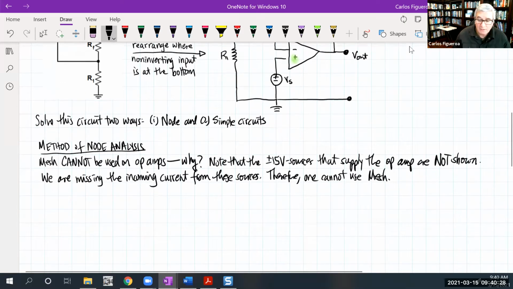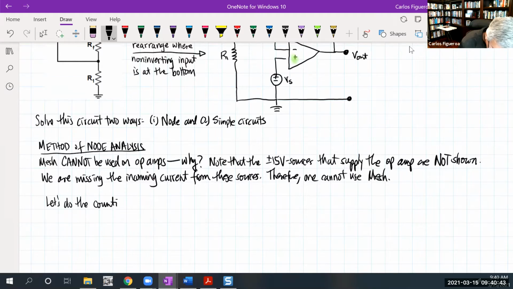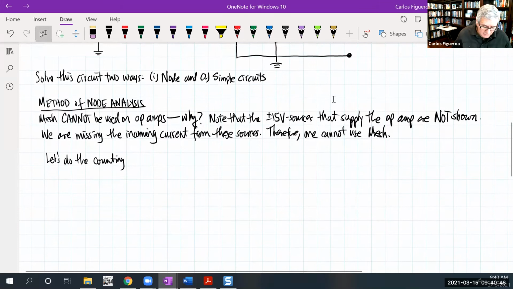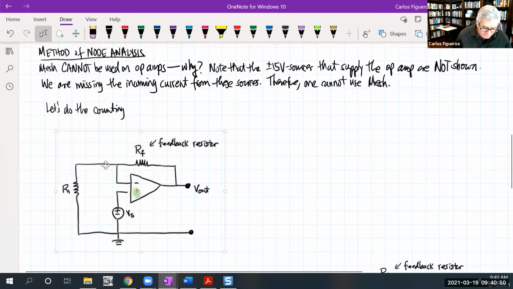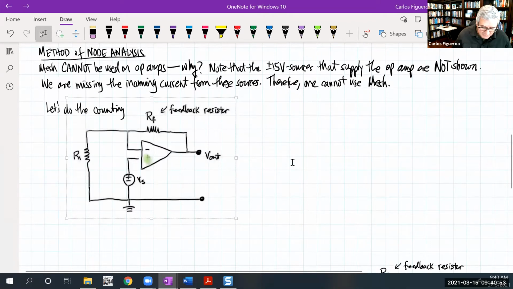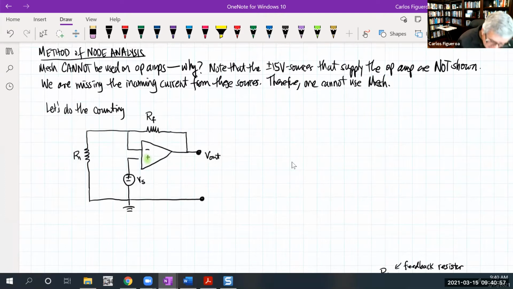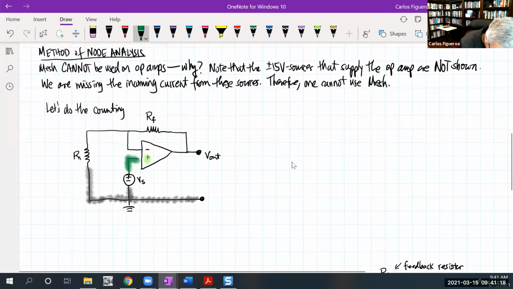So here we go. What I'm going to do here is the counting. Let's do the counting. So I'm going to put my circuit in here. Here's my circuit. And what you're going to see here is that I have my ground node. Right, that's my ground. And note, we know what this node is right here because this guy here has a voltage of Vs right there.